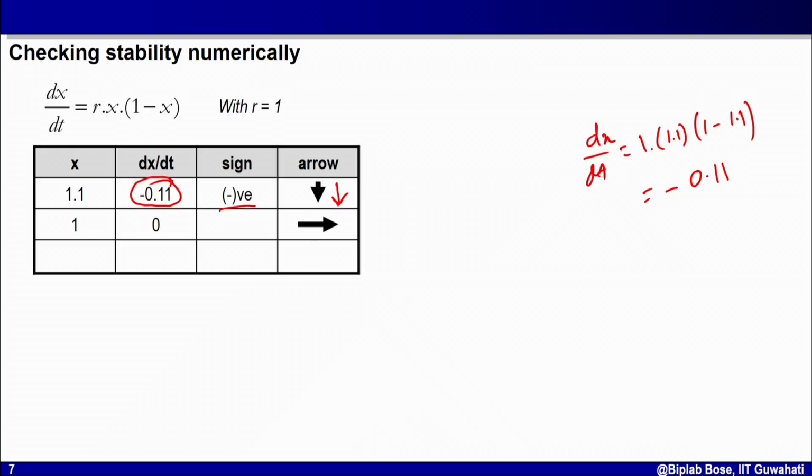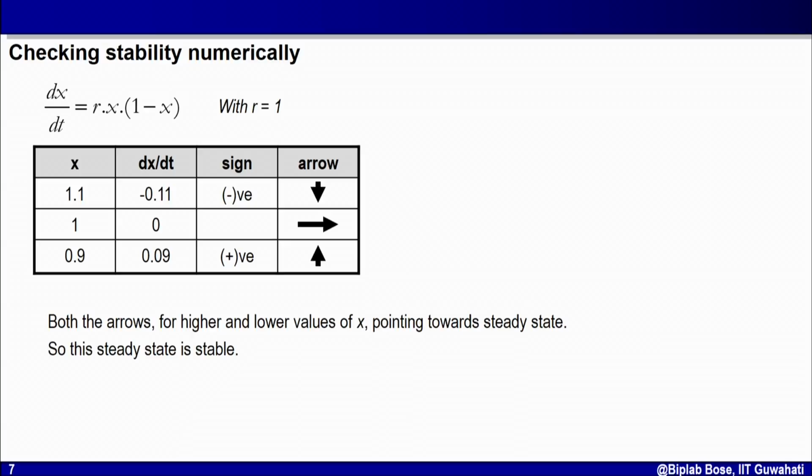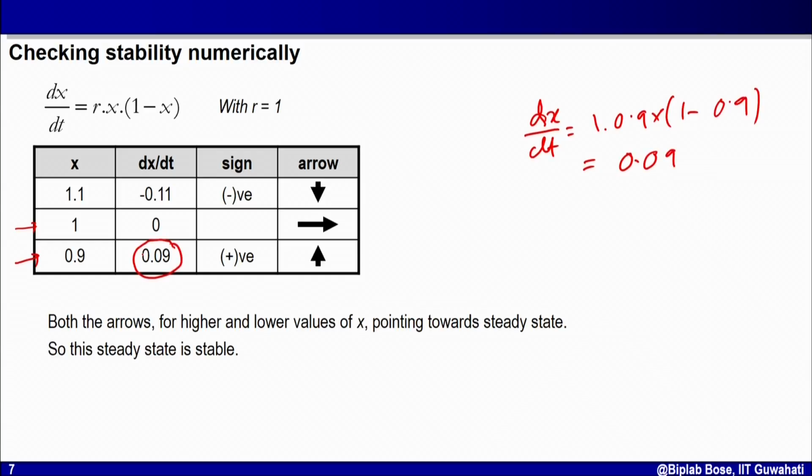Let us take a slightly smaller value than the steady state value. Steady state is 1, so I take a smaller value 0.9. So then in this case dx dt will be equal to r, that is 1, into x, which is 0.9, into 1 minus 0.9. So this is equal to 0.09. So you have 0.09 here in this column. As the sign of this derivative is positive, that means with time x will increase. So our arrow in the arrow column is an up one.